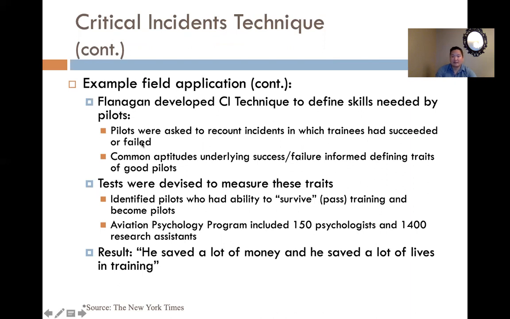The end result: they had 150 psychologists and 1,400 research assistants for this. And they saved a lot of lives because they put people in planes that were qualified to be in planes. And they saved a lot of money. On a more morbid note, if a lot of your trainees are dying and they're crashing planes, you're losing a lot of money.